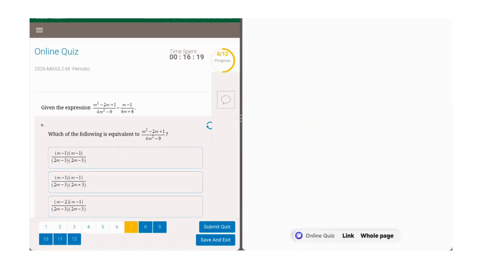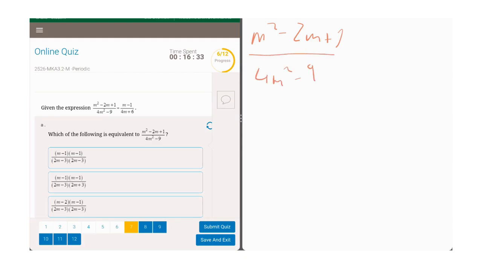For this question, we also have to find the simplest form of every fraction first. So we have m squared minus 2m plus 1 over 4m squared minus 9. For the numerator, we can factor using the box method. The only possible combination is m, 1, 1. So cross multiply, you get m and m. To get negative 2m, we put minus on both of them. So I have m minus 1 squared as the numerator.